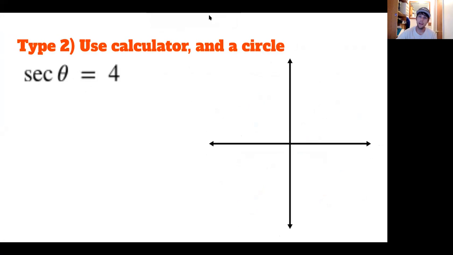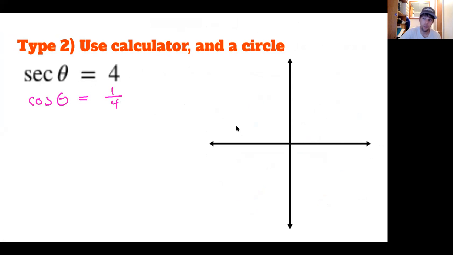Okay, and then we have this problem. Secant of theta is equal to 4. Some people don't like this because it's secant, you know, why would you do this? Let's turn it in terms of cosine. So if secant is 4, that means that the cosine is going to be the reciprocal. Cosine is 1/4. So turning it into cosine maybe makes it a little bit easier.